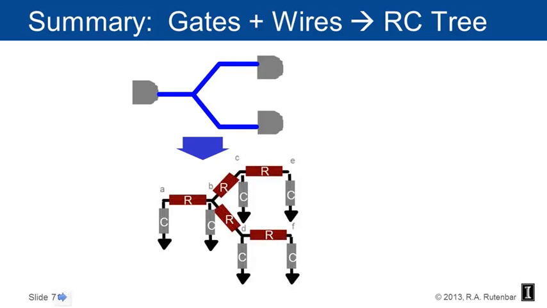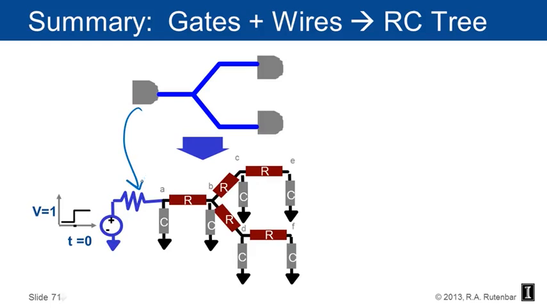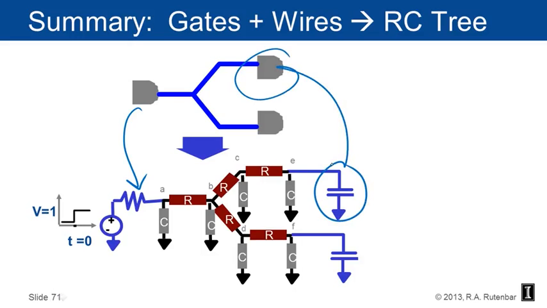So just to summarize in a sort of cartoon, I've got a wire, I've got a gate driving a wire, driving another couple of gates. I turn that into a tree. It's a tree of resistors. In this case, A, B, C, D, E, F is the nodes, and at every intermediate node, a capacitor hanging off of it. I add to that another resistor and a voltage source. That models the gate that's driving things. I add to that also another capacitor for every gate that is being driven by this wire.